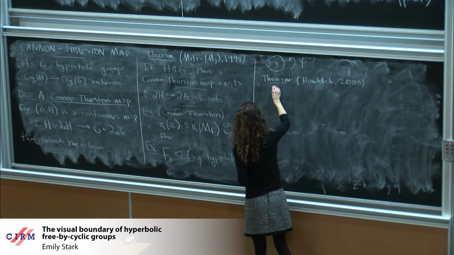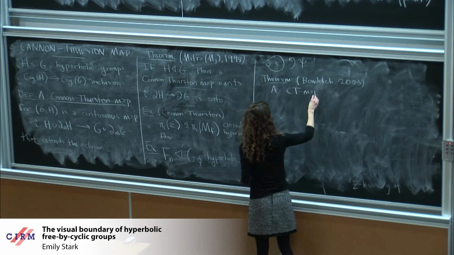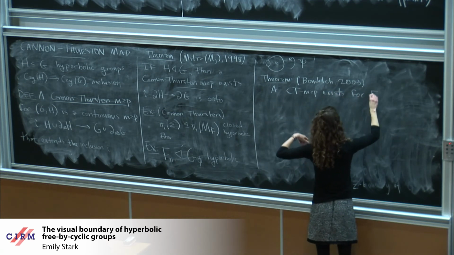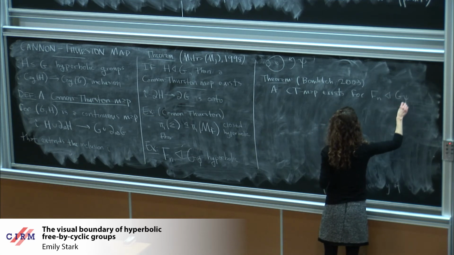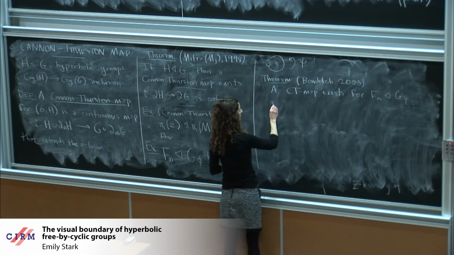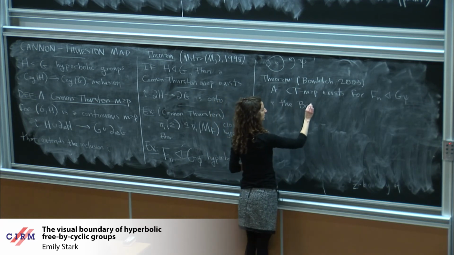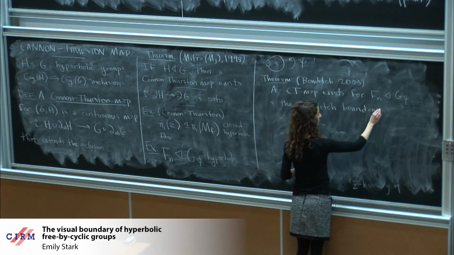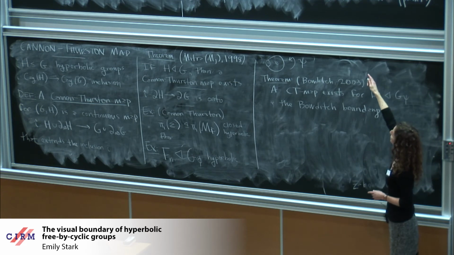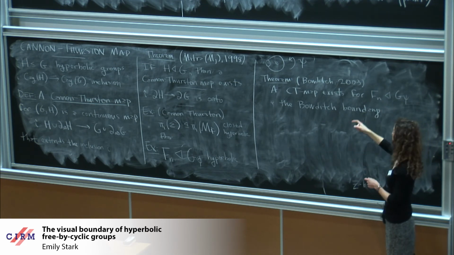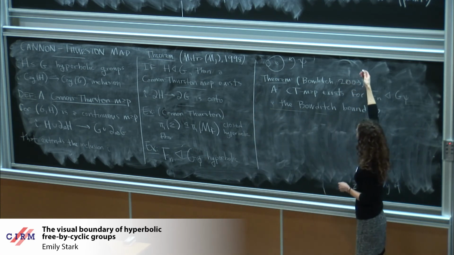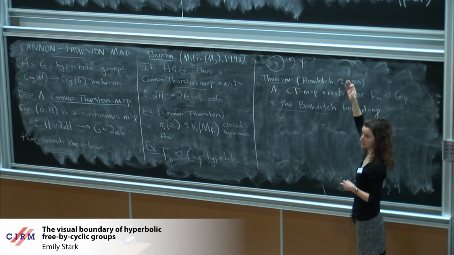Bowditch proved that a Cannon-Thurston map exists for the free subgroup in this free-by-cyclic group with respect to the Bowditch boundary. In this case, the group is hyperbolic relative to the torus subgroup, and the Bowditch boundary is the two-sphere. On the other hand, these groups are also CAT(0) with the isolated flats property and have Sierpinski carpet CAT(0) boundary.